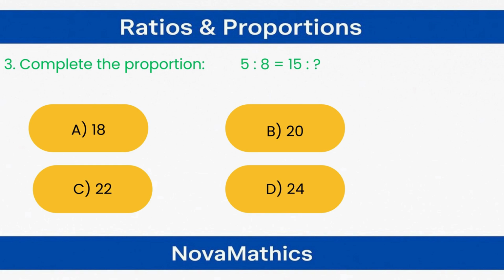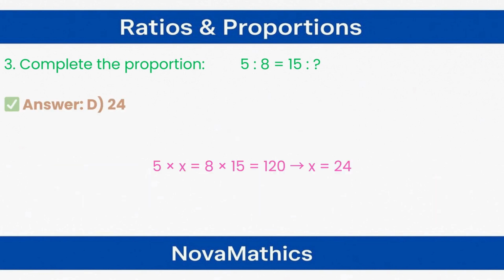3. Complete the proportion. 5 to 8 equals 15 to what? Correct answer is 24. 8 times 15 is 120. Now divide by 5. X equals 24.